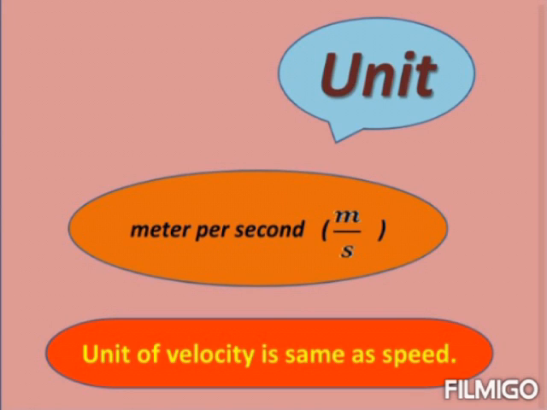The unit of velocity is meter per second. The unit of displacement is meter, divided by the unit of time, which is seconds. So the unit of velocity is meter per second. The unit of velocity is the same as that of speed.